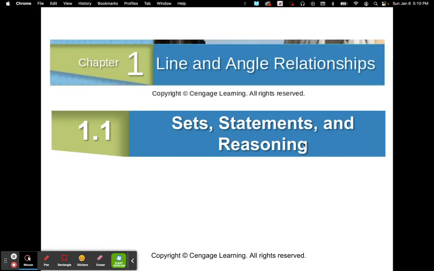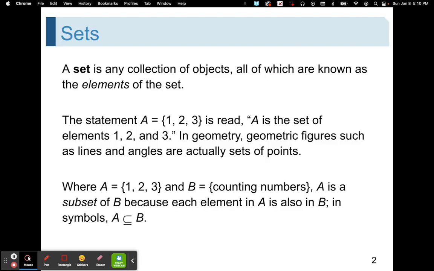All right, section 1.1, sets, statements, and reasoning. We're going to record several videos for this. So the first one, let's look at sets and statements, and then we'll go on to reasoning for the second part. So let's jump right in.